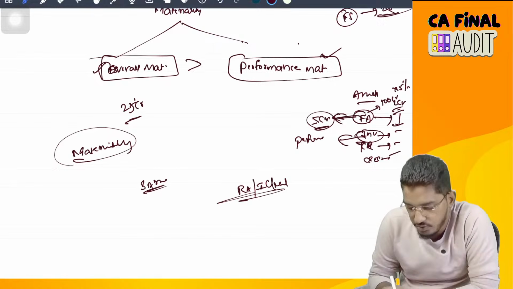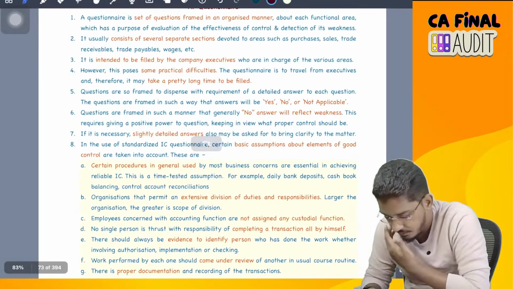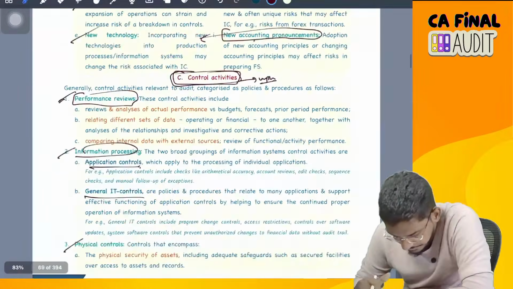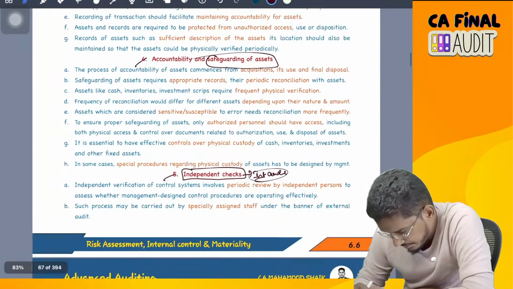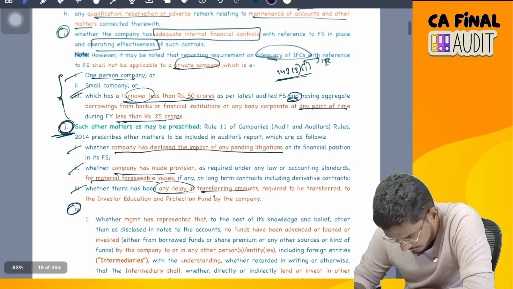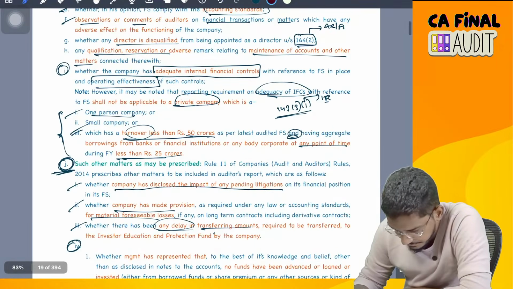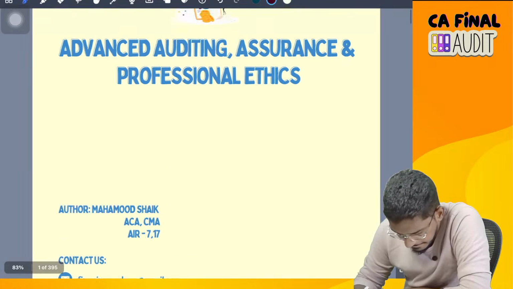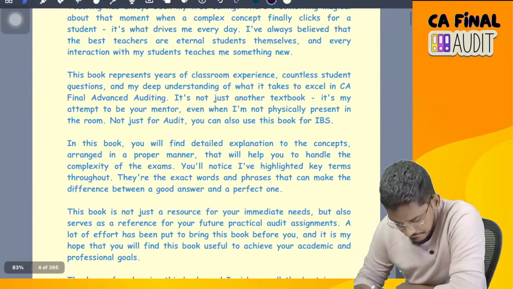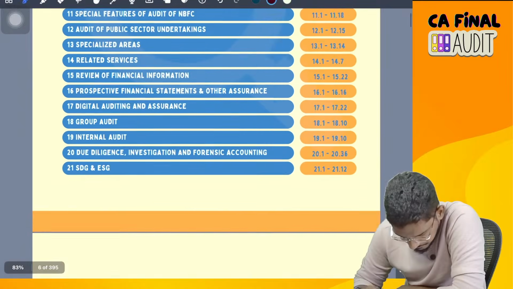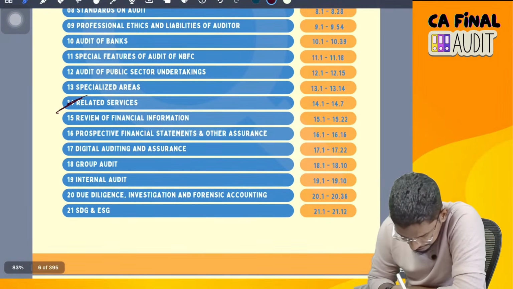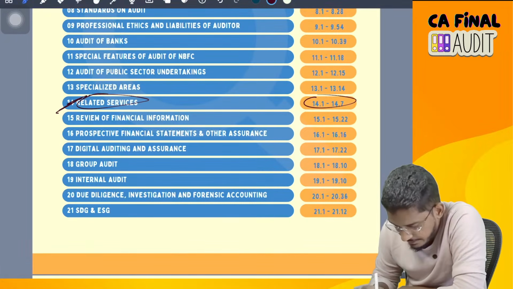So now I will go to special standards. I will do a revision of SRS first. Standards on Related Services I will try to cover first.